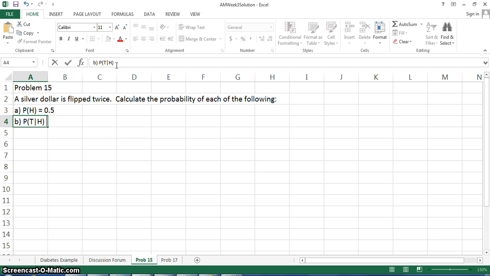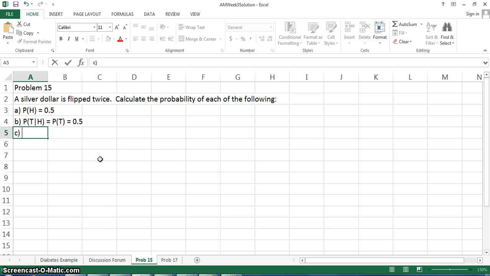The thing we have to understand here about flipping coins is that the head on the first flip has no effect on the second flip, so this is still just 50%. No matter what happened on the first flip, the probability of getting a tail on the second flip is 50%.